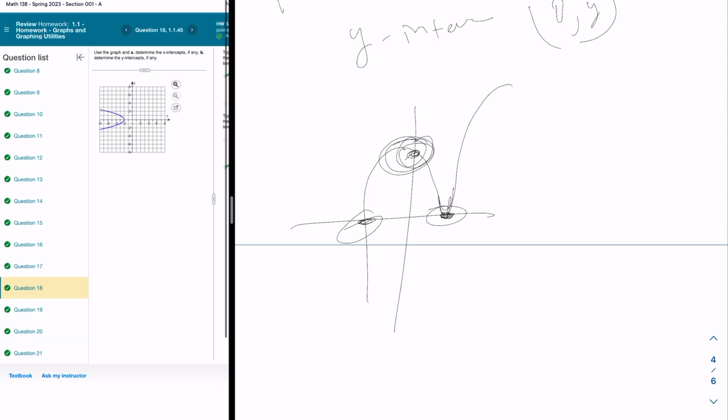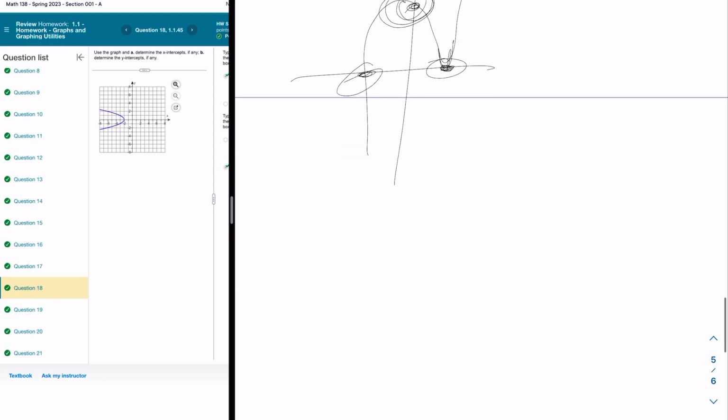Use the graph and determine the x-intercept, if any. B, determine the y-intercept. So our graph looks like this. So we only have an x-intercept here because this is the only point where y is 0, and we don't have any point where x is 0. X is only 0 on the y-axis.